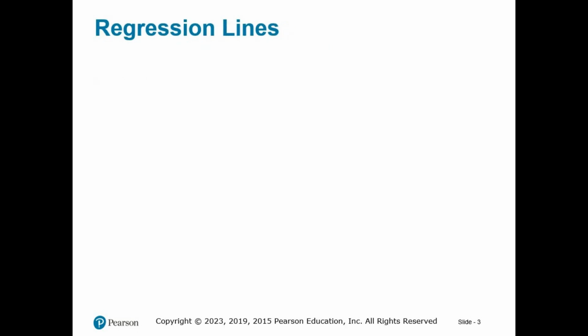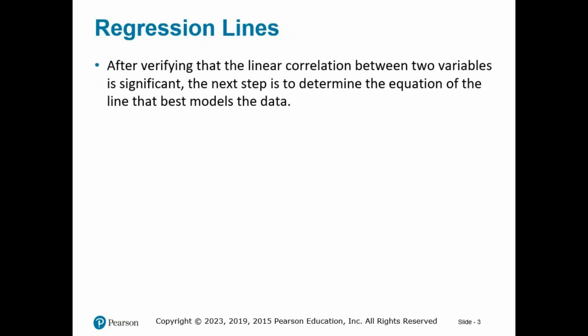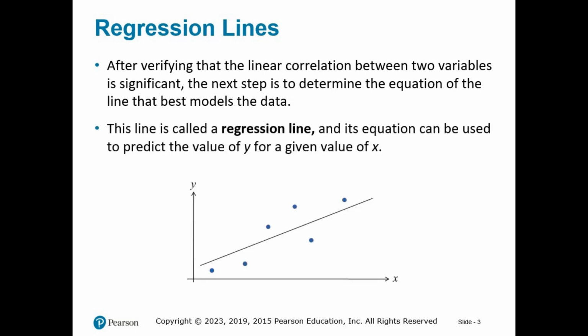Picking up from where we left off in Section 1, after we have verified that the linear correlation between two variables is significant, you'll then be able to come up with an equation for the line that best represents or models that data. This line is called the regression line. It can be used to predict the value of y for a given value of x. These values are the y hat values that come from the regression line.